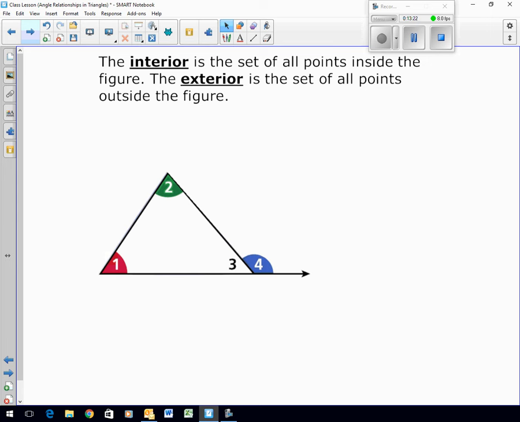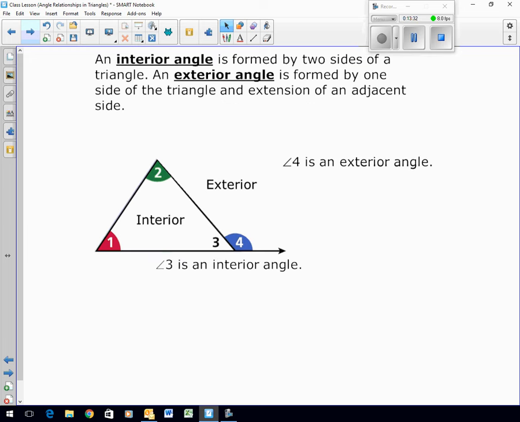Alright, so the interior is a set of all points inside a figure, and the exterior is all points outside the figure. Good deal, guys. Guess what else? The interior angles are the angles that are inside of the figure, and the exterior angles are angles outside of the figure.